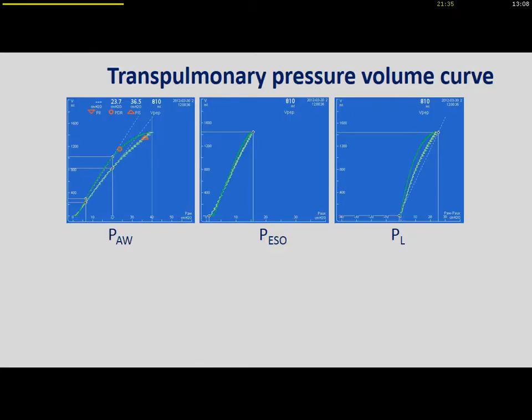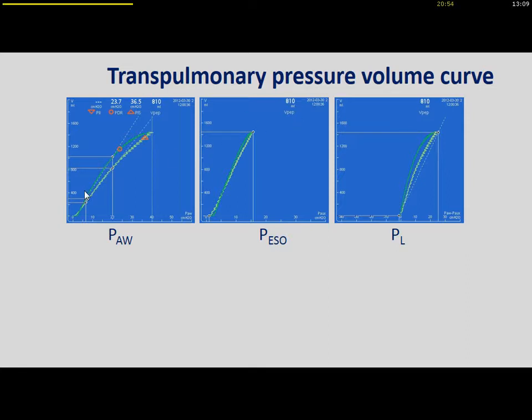Now, if you combine the PV curve with the esophageal pressure measurement, as was shown by Danny Talmor, then for the same maneuver, you can display the airway pressure volume PV curve, so the PV curve of the respiratory system, but also the esophageal pressure versus volume PV curve, the PV curve of the chest wall, and the transpulmonary pressure, airway minus esophagus, transpulmonary pressure versus volume PV curve, which is the PV curve of the lung. And the PV curve of the lung is even more precise than the PV curve of the respiratory system.